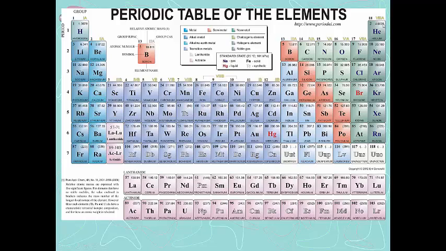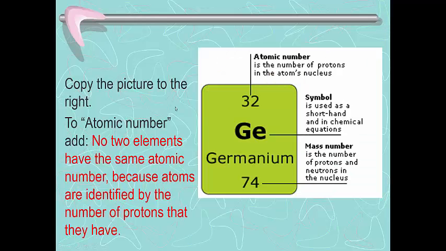Alright, so let's take a closer look at one of the actual boxes in the periodic table. You guys will have to know how to read one of these. So let's look at one and talk about it. I want you guys to copy this picture to the right, and I want you to write down all of this information that you see right here. Also, to atomic number, you're going to add this that's in red. Okay, your atomic number is the number of protons in an atom's nucleus. It's usually the number found at the top of the box.